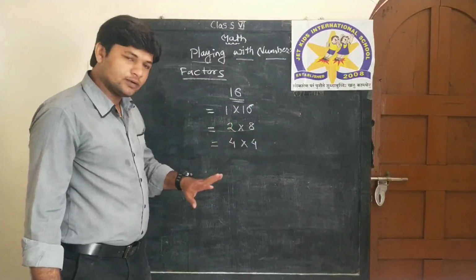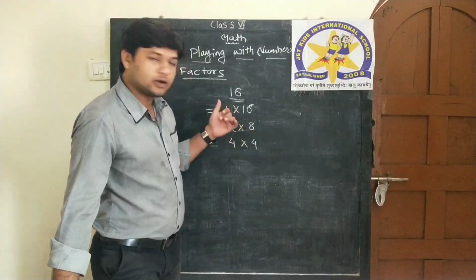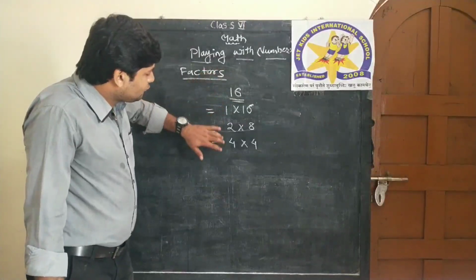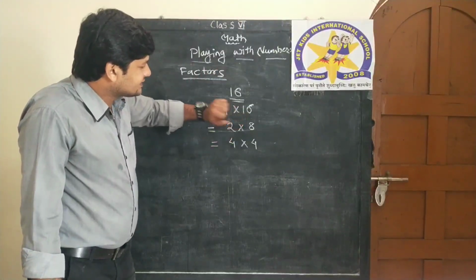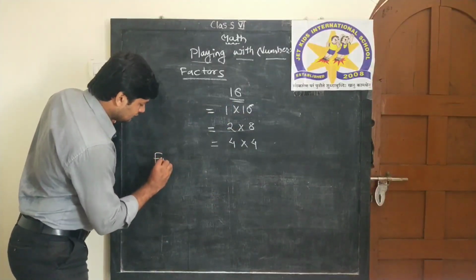Only these numbers: 1, 2, 4, 8 and 16. 4 is common over here, so I am not repeating it. Don't repeat a factor whenever you are counting factors. So these are the factors of 16: 1, 2, 4, 8 and 16. What are the factors of 16?